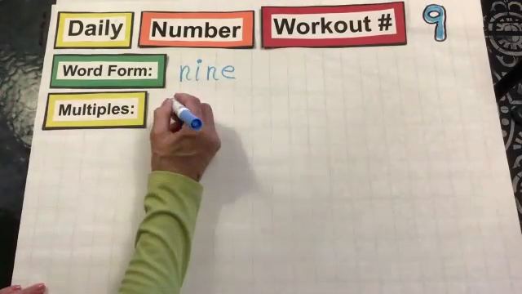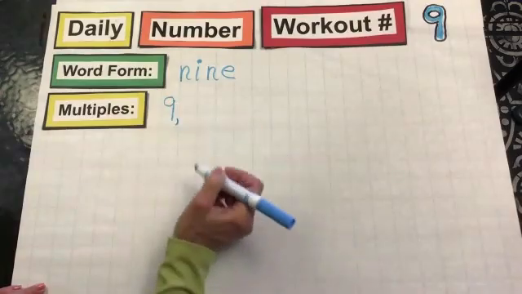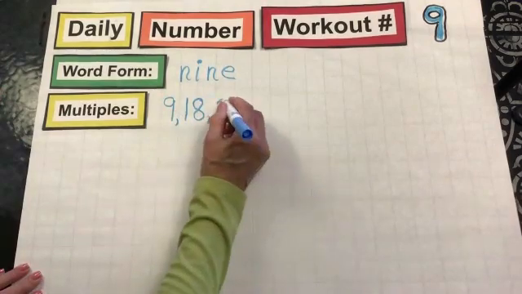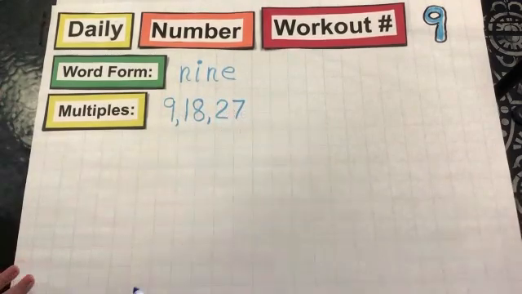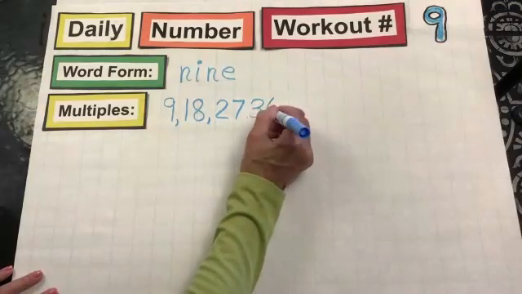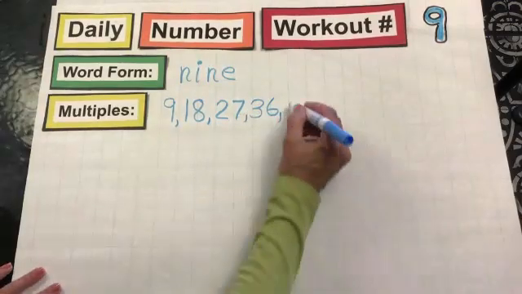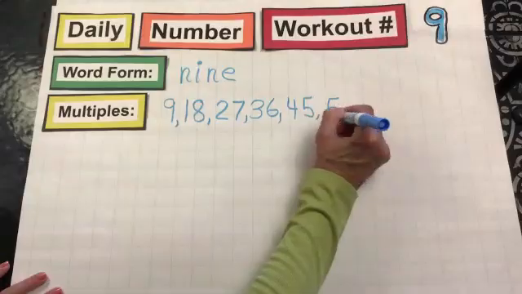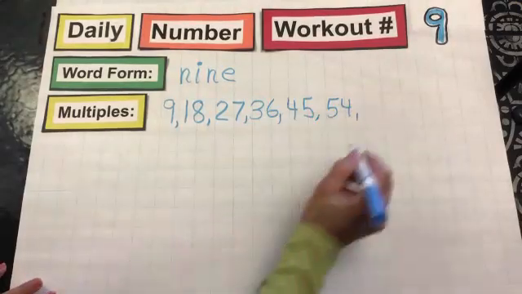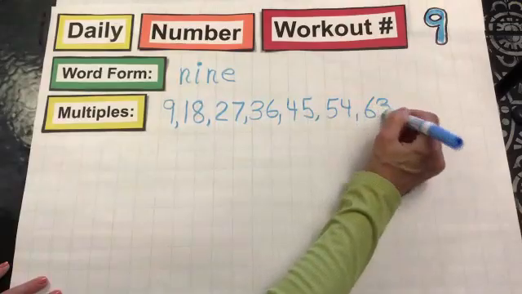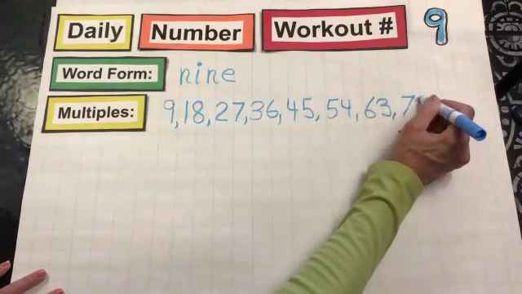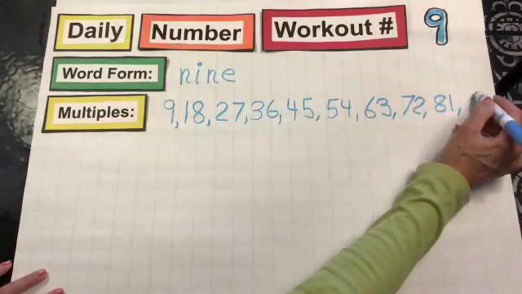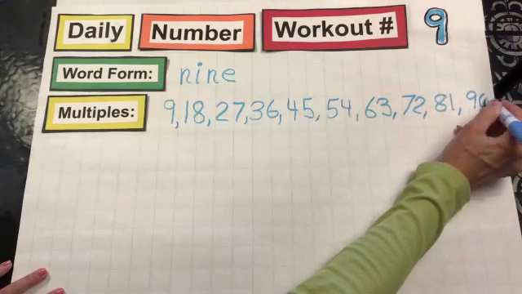And our next portion of our daily number workout is multiples. So 1 times 9 is 9. 2 times 9 is 18. 3 times 9 is 27. 4 times 9 is 36. 5 times 9 is 45. 6 times 9 is 54. 7 times 9 is 63. 8 times 9 is 72. 9 times 9 is 81. And 9 times 10 is 90.